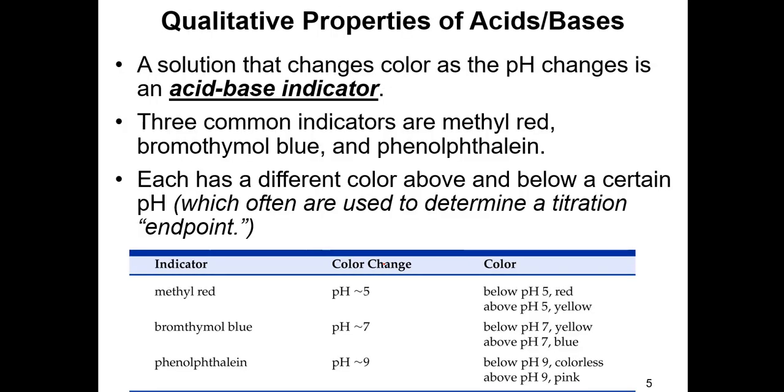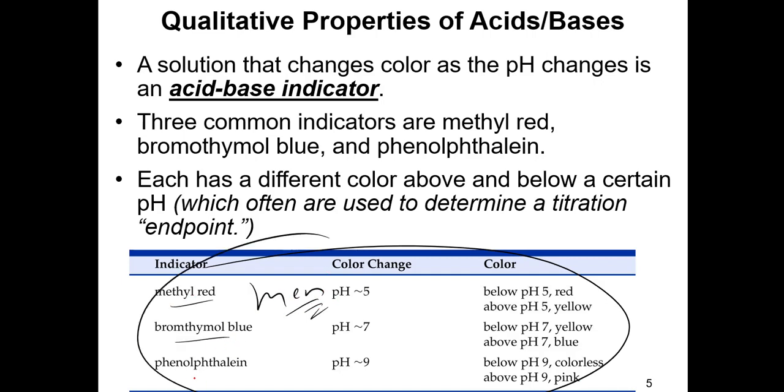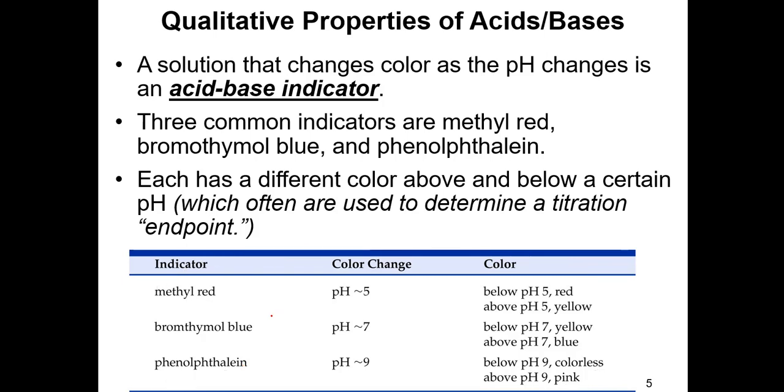So what do you need to do? You need to memorize this table right here. Methyl red, bromothymol blue, and phenolphthalein. Memorize the names. Make sure you can spell them properly. Memorize the cutoff for the color changes. So for example, below a pH of 5, methyl red will be red. Above a pH of 5, it will be yellow. For bromothymol blue, if it's below 7, it's yellow. Above 7, it's blue. And phenolphthalein will be colorless below 9 and pink above it. So make sure you have this memorized.